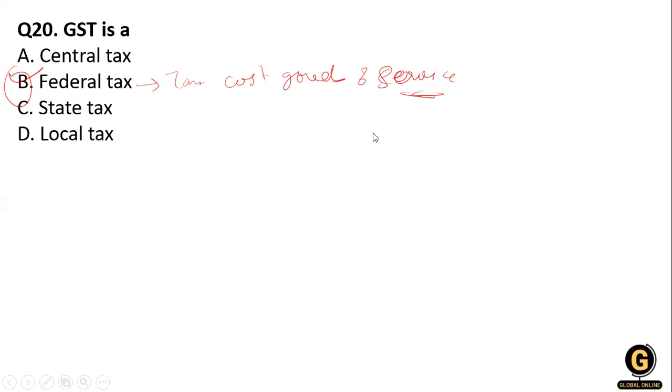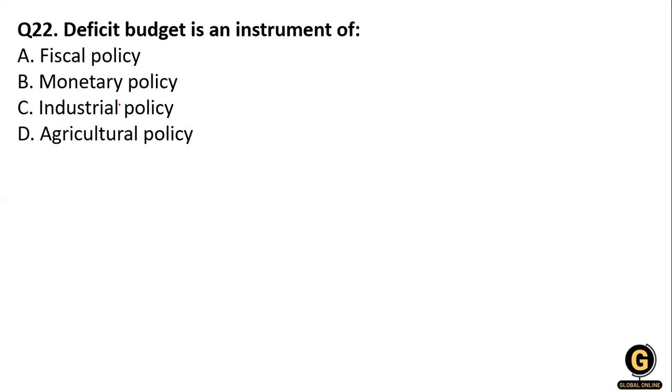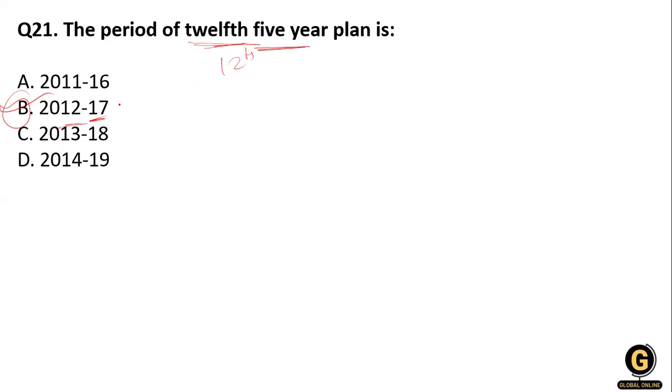Then the next one: the period of the 12th five-year plan. Yes, I took this question in the first video. If you haven't watched it, go to my playlist, Dr. Swati, where I have explained all the five-year plans. So the duration of the 12th five-year plan is option B, 2012 to 2017, and this is the last five-year plan from the Planning Commission of India.